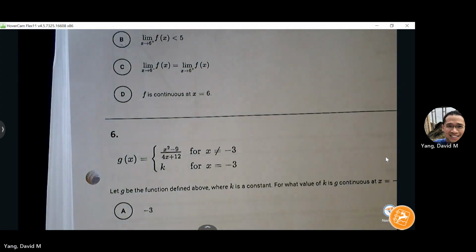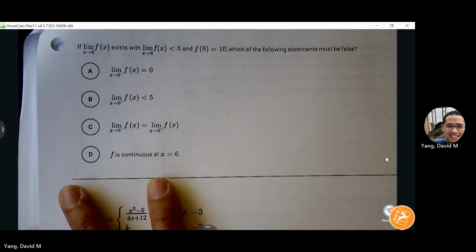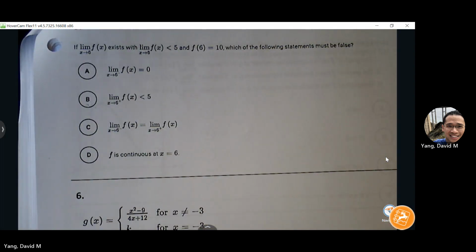Okay, a lot of limit problems here to begin with. It's easiest if we can just sketch a graph that resembles the situation they're talking about.